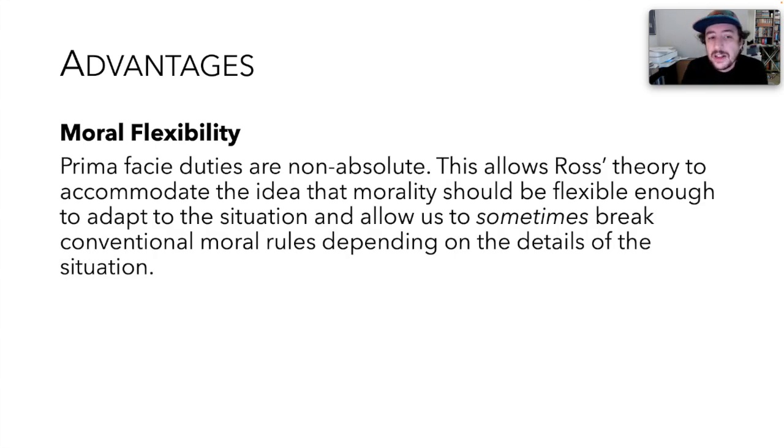All right, so some advantages of this kind of moral theory are it allows a kind of moral flexibility. These prima facie duties, as we mentioned, are non-absolute. They can always be outweighed by stronger competing considerations. And so that means Ross's theory accommodates that idea that morality is flexible enough to adapt to the situation we're in, and would thereby allow us to sometimes break conventional moral rules depending on those situations.